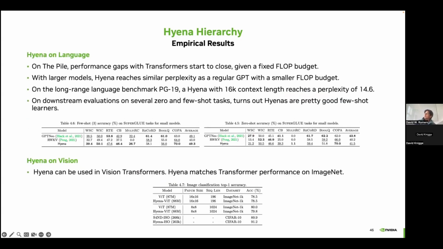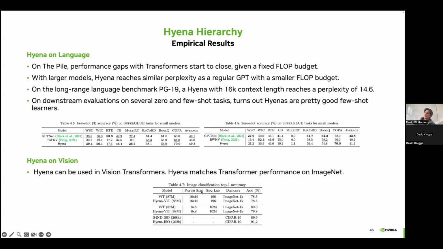So in terms of results, these results are a little bit outdated, I must say. They're from one year ago, and the field is going very fast. But at the time, Hyena was able to outperform other variations of fast attention modules, such as RWKV, which is a very popular one, and also GPT models. But also what is very nice is that you can use Hyena for vision transformers, etc.